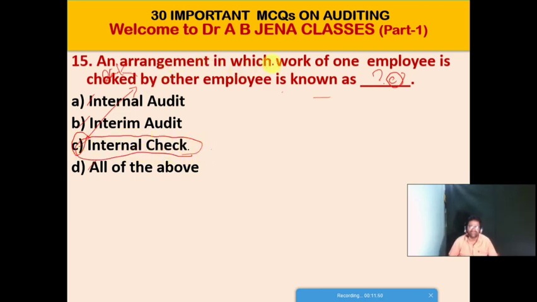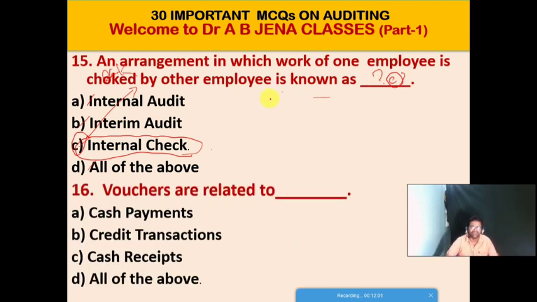An arrangement in which the work of one employee is checked by another employee is known as internal check or internal checking. So next one, MCQ. Vouchers are related to what? A. It's cash payments, B. It's credit transactions, C. It's cash receipts, D. It's all the above. Friends, D is the right option for this MCQ. Vouchers are related to cash payments as well as credit transactions as well as cash receipts.